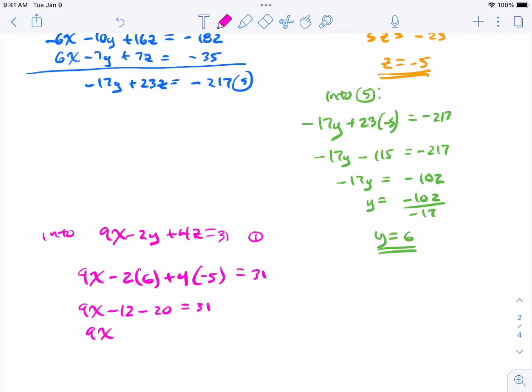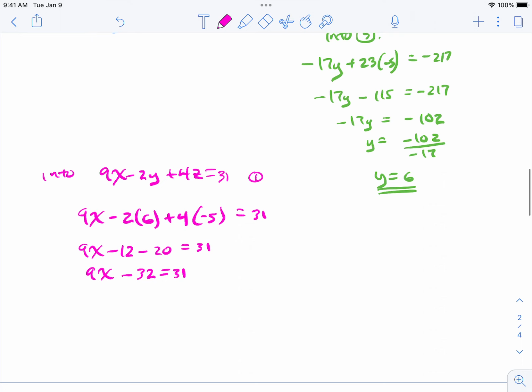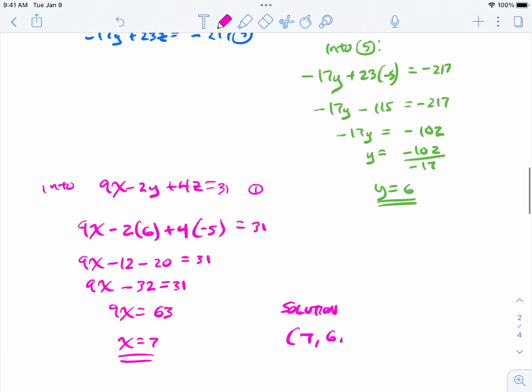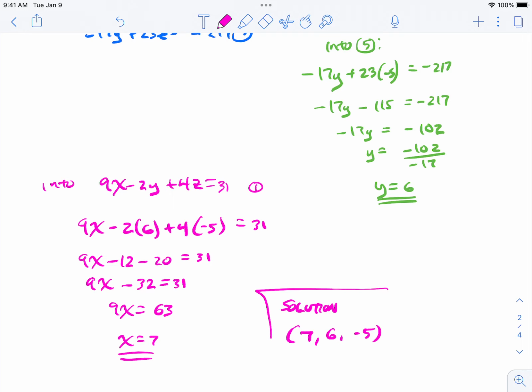So 9x, what would that be? Minus 32 equals 31. Add 32 to both sides. 9x equals 63. Divide both sides by 9. X is a nice 7. So this is pretty good. So the solution here, x is 7, y is 6, z is negative 5. Cool.